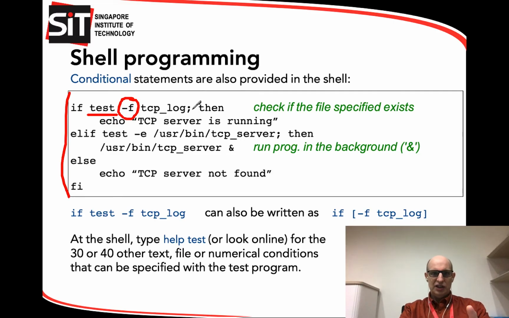If there is, then it echoes, so it prints this thing to screen: TCP server is running. Else, if that file doesn't exist, I'm doing another test, test -e. Okay, so I'm testing if an executable called TCP_server exists in the directory /usr/bin. If that executable exists, that is, a program you can run, then I execute that program.